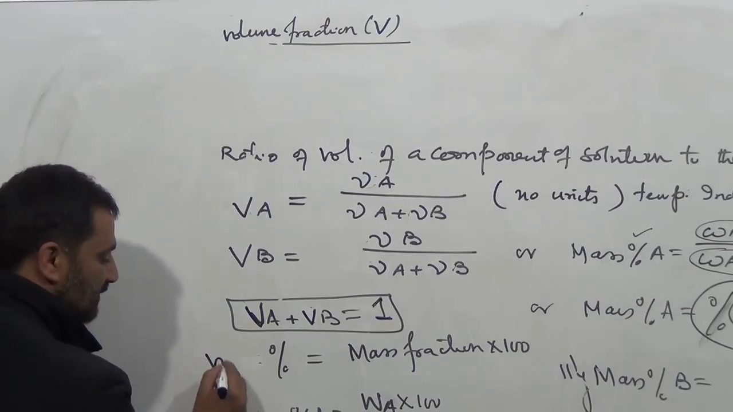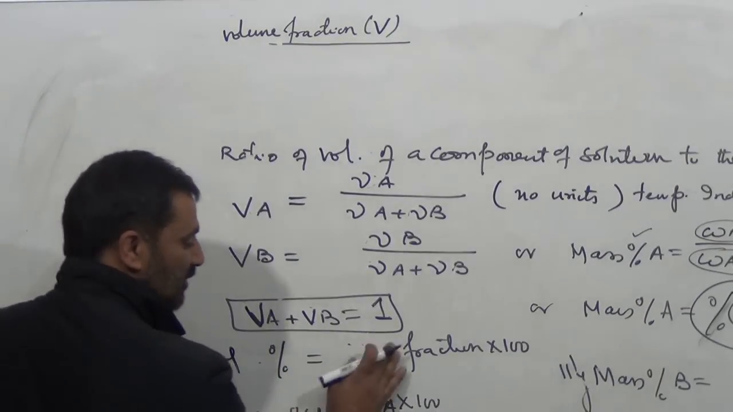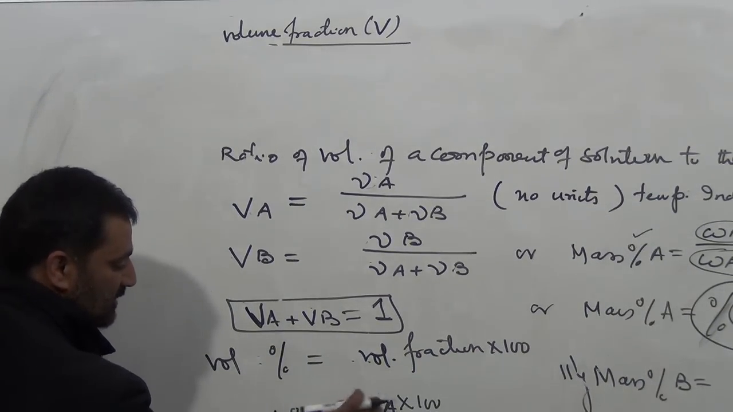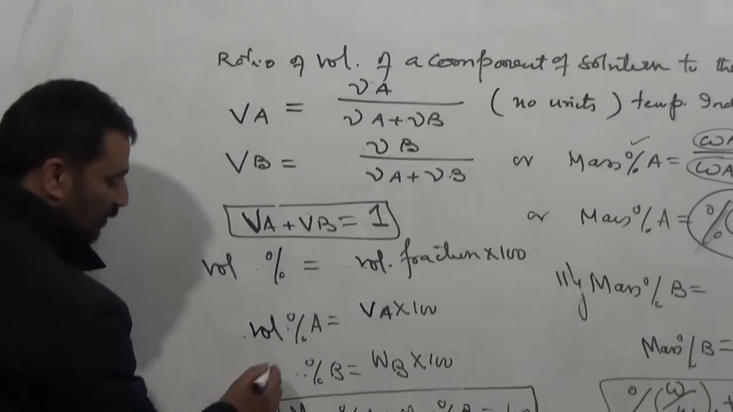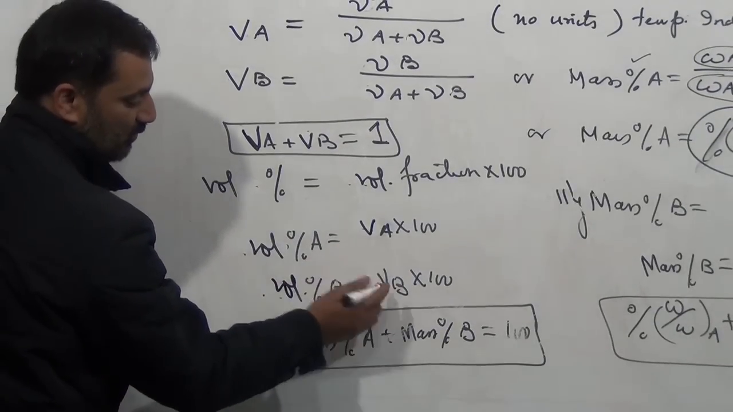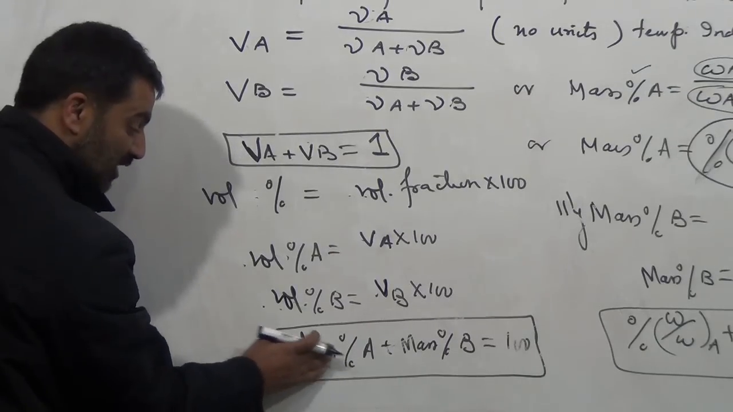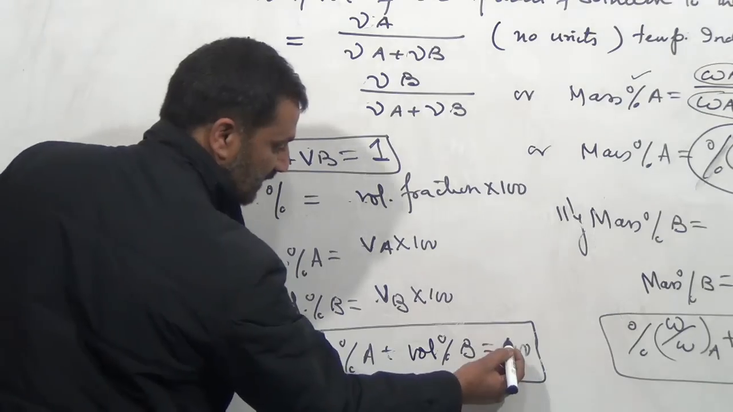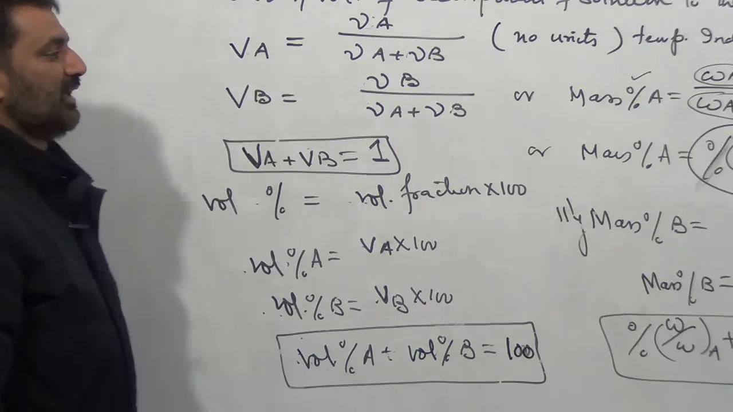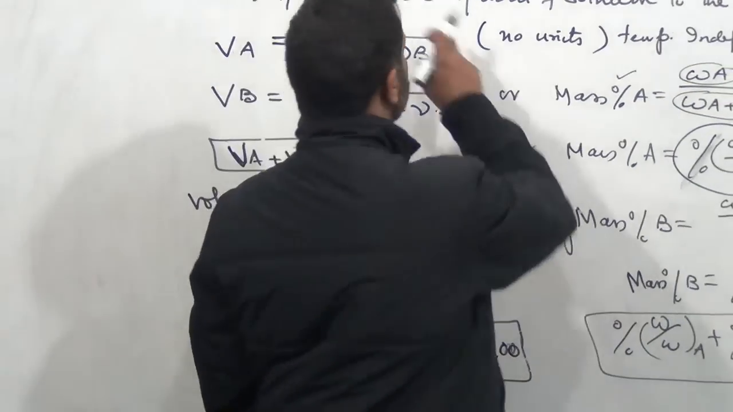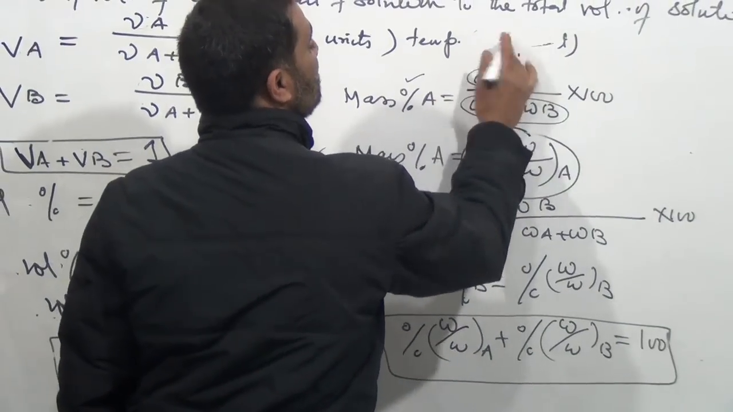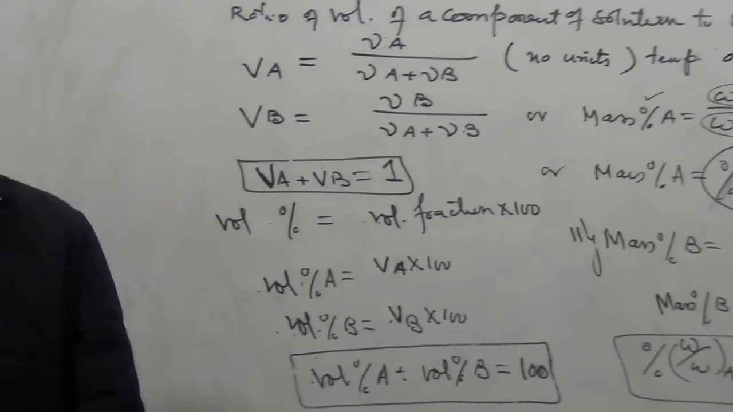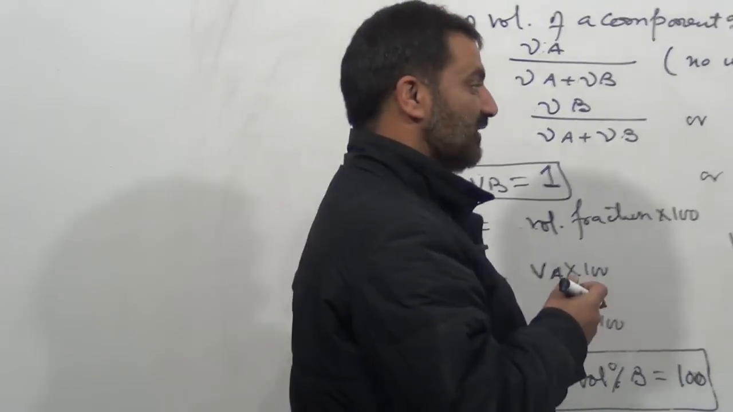Similarly, volume percent is equal to volume fraction into 100. So volume percent of A is equal to VA into 100. Volume percent of B is equal to volume of B into 100. So volume percent of A plus volume percent of B is always equal to 100 here. But this has no units, and this volume fraction is temperature dependent. Why? My dear students, as all of you know, volume is a temperature dependent quantity. Volume changes when we change the temperature.